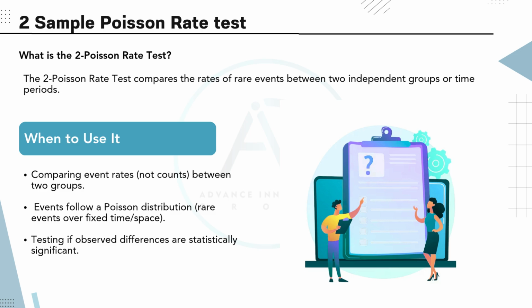For example, this test would be used if you're trying to determine whether two shifts in a manufacturing unit are producing defects at significantly different rates. It provides strong evidence for performance comparisons and improvement opportunities. Encourage your participants to think of scenarios in their processes where rare events happen and where comparisons between two groups or time periods would add value.